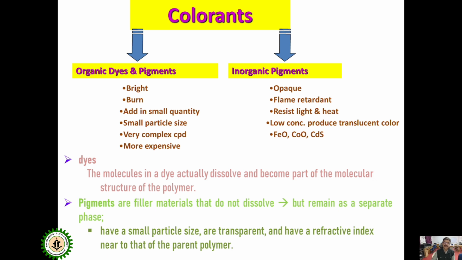The molecules in a dye actually dissolve and become part of the molecular structure of the polymer, and pigments are filler materials that do not dissolve. Dyes are dissolved in the polymeric material, in the polymeric surface or in the polymeric body. But pigments will just cover the surface in different color, and they remain in a separate phase.